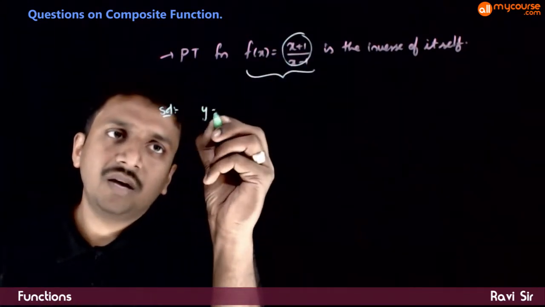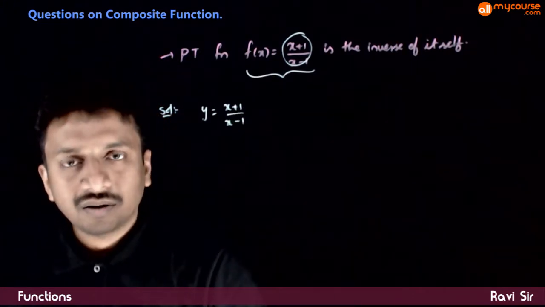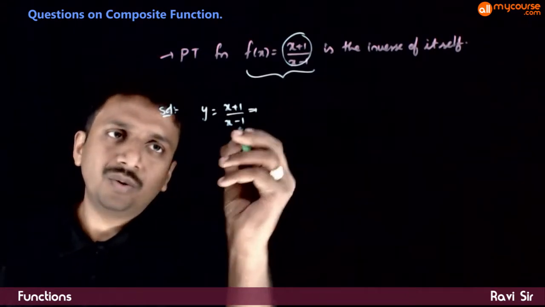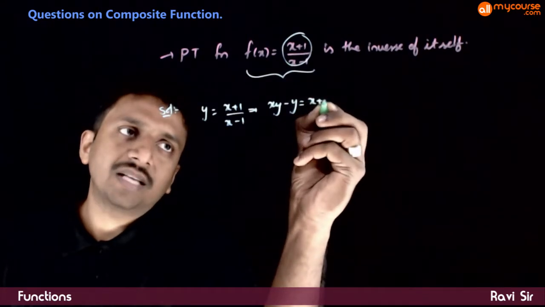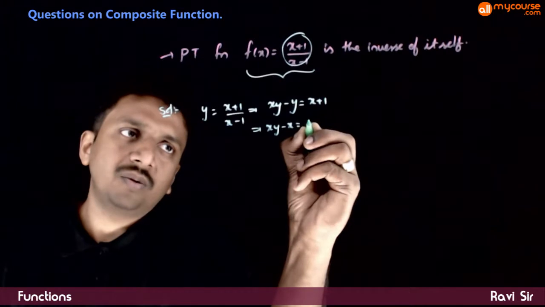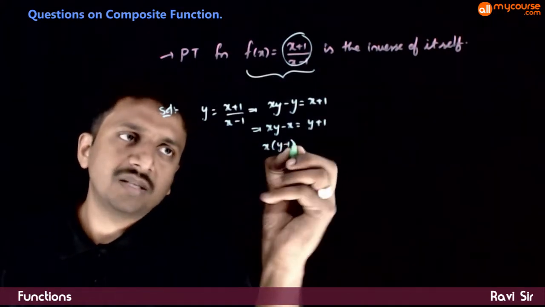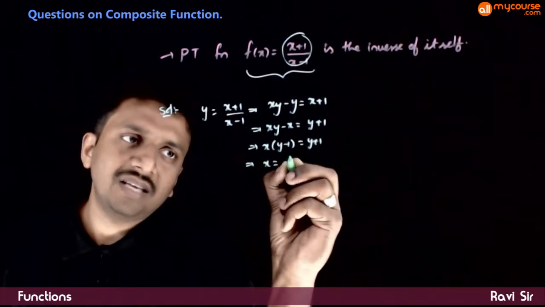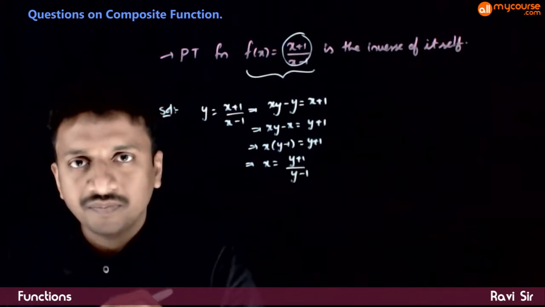So y is equal to (x plus 1) by (x minus 1). To find the inverse, you have to find what x is. So you do the cross multiplication. xy minus y is equal to x plus 1. So xy minus x is equal to y plus 1. x times (y minus 1) is equal to y plus 1. So this implies x is equal to (y plus 1) by (y minus 1).